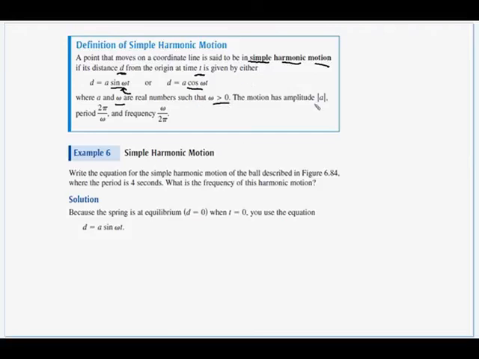The motion has amplitude absolute value of a. The period, remember when we found the period of sine and cosine, it was always 2 pi divided by what was in front of the variable. Well, here it's omega. And the frequency is, just turn it upside down. If we flip the period over, we get the frequency. So the period is 2 pi divided by omega. Here it's omega divided by 2 pi that gives us the frequency.